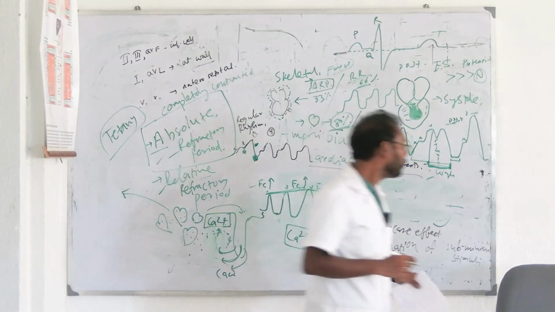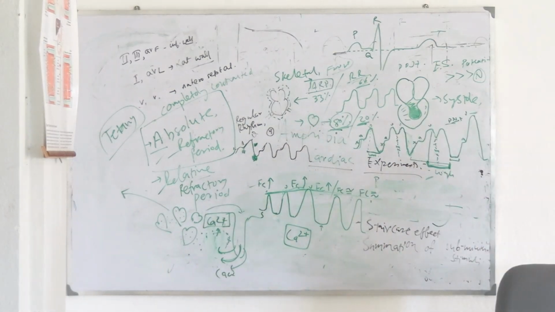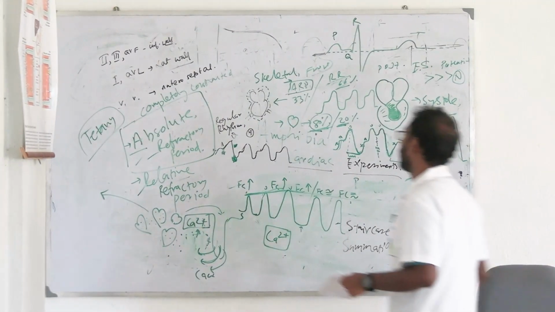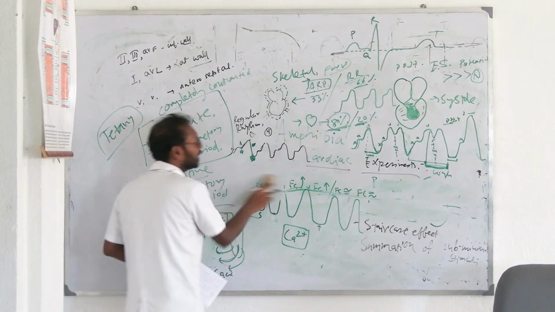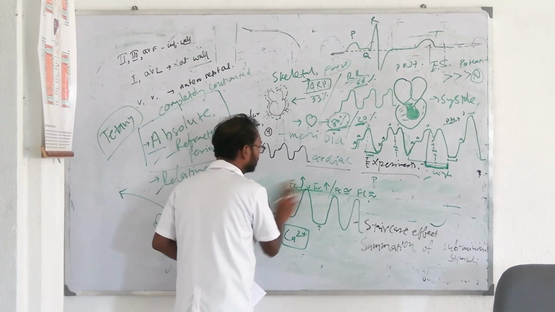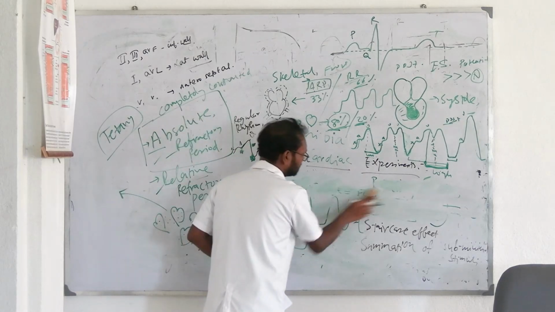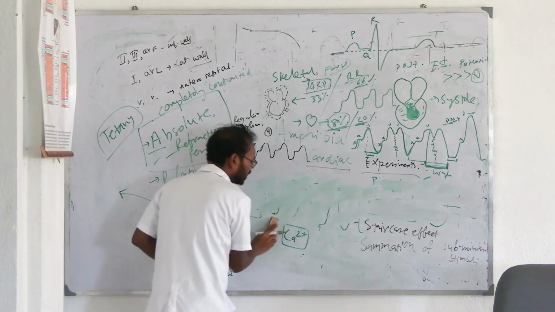Next, summation of subminimal stimuli. So now we will provide a few, 5 to 6, subminimal stimuli into the frog heart, and we will see what happens. This is also very easy.